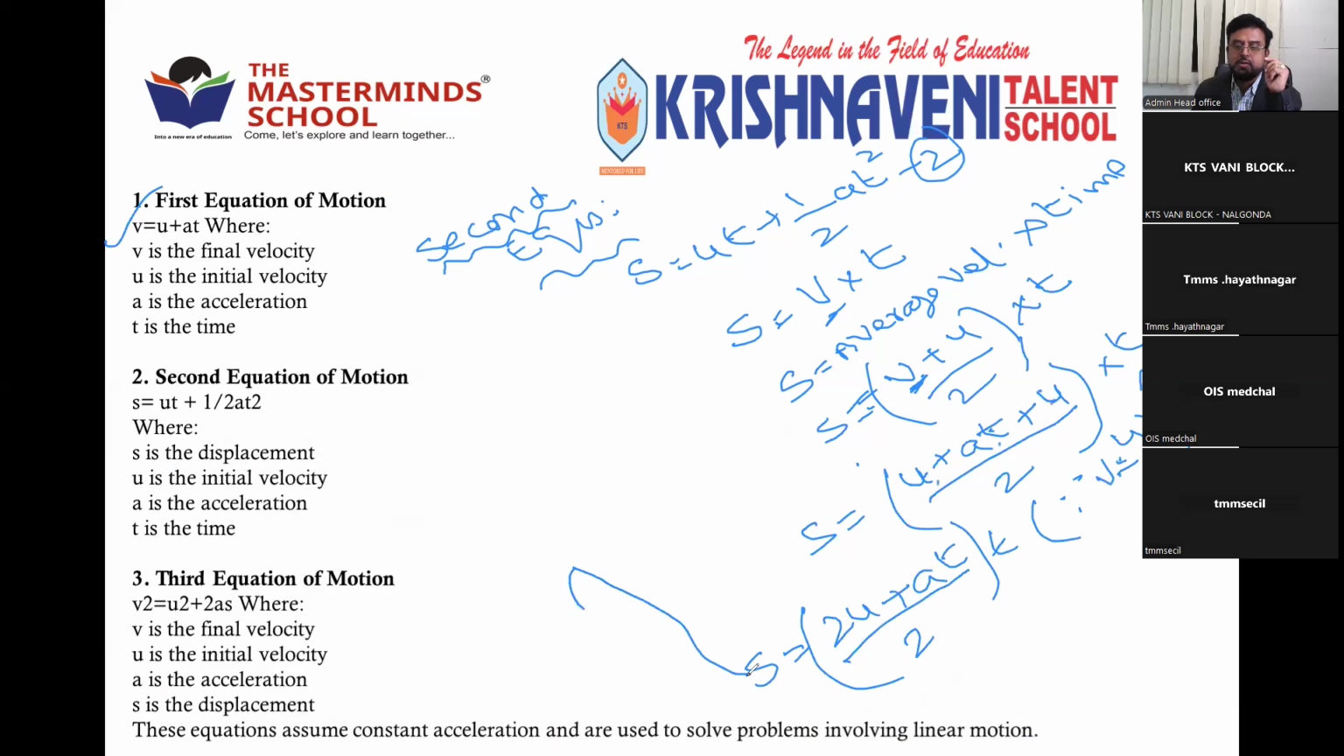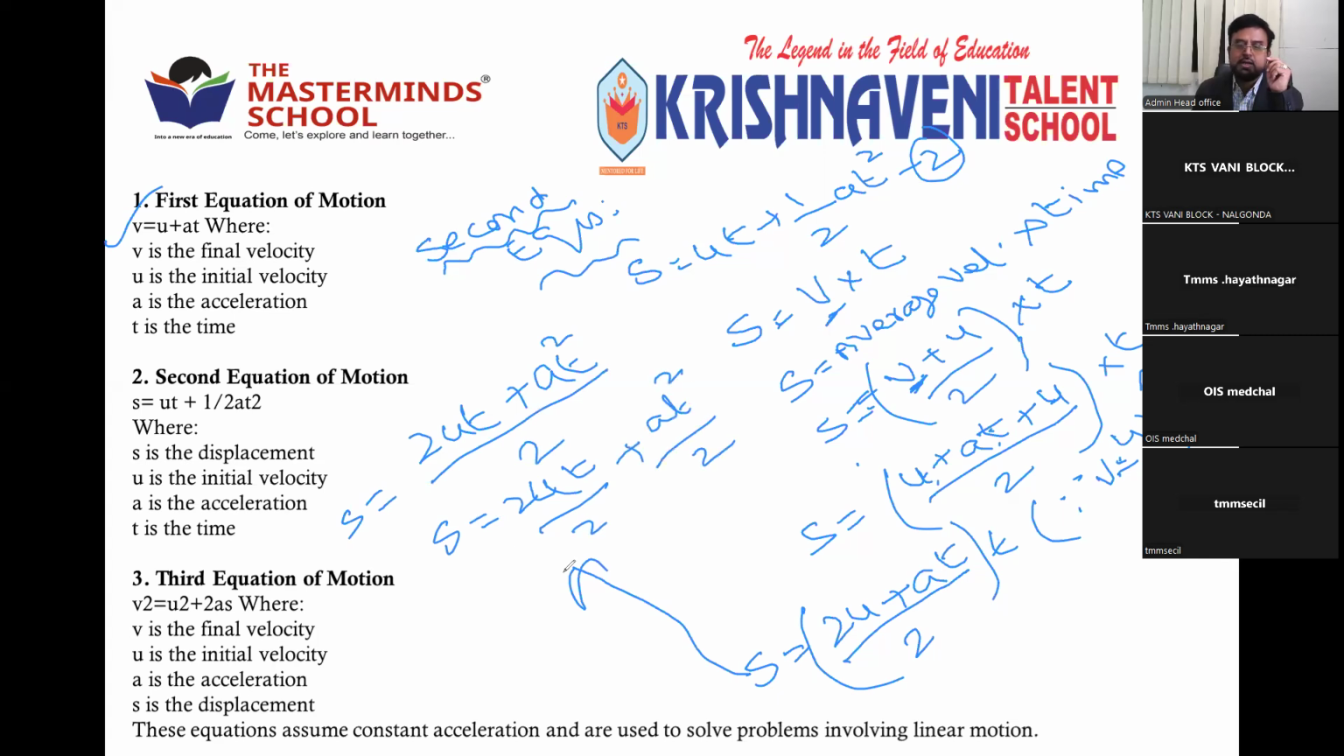Next step, come here. T is there, you can multiply T with both. It becomes 2UT plus AT into T, AT square by 2. S is equal to 2UT by 2 plus AT square by 2. Separately you can write, so 2 cancels here. Therefore, S is equal to UT plus 1 by 2 AT square.